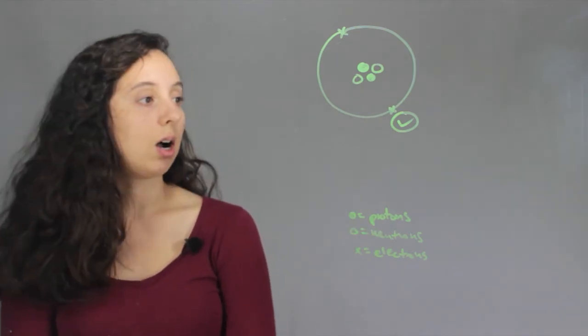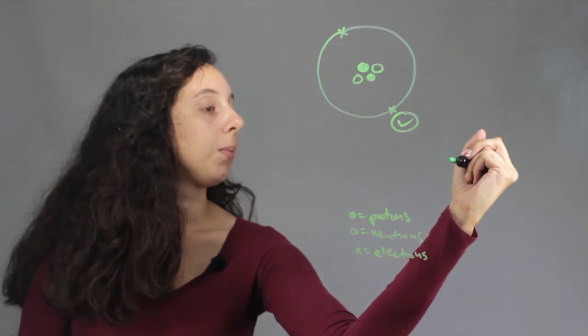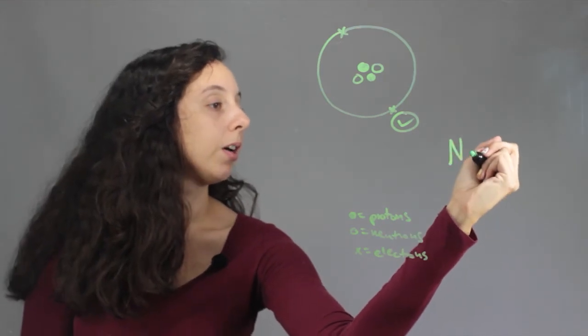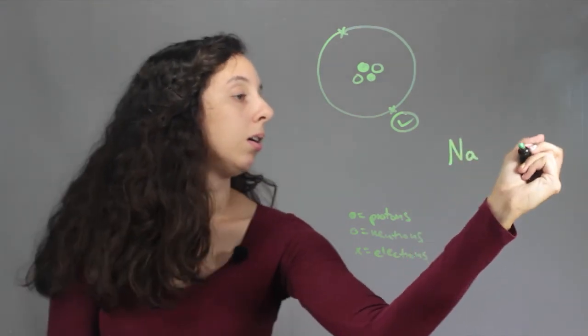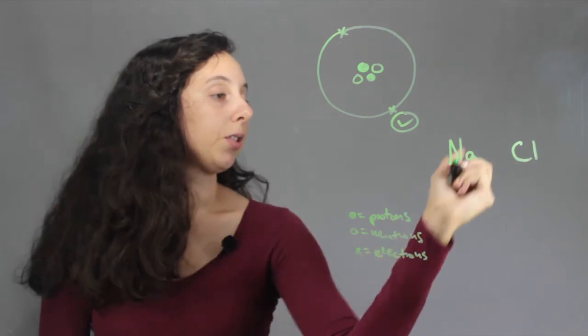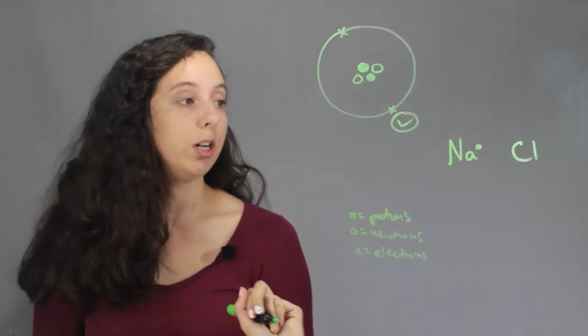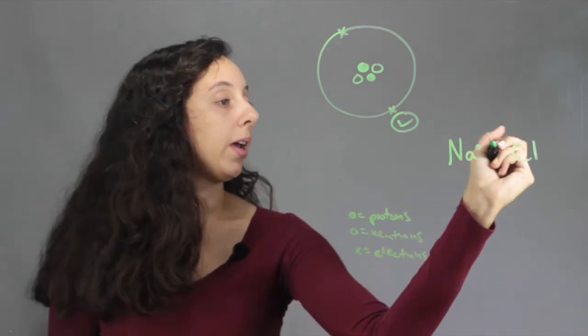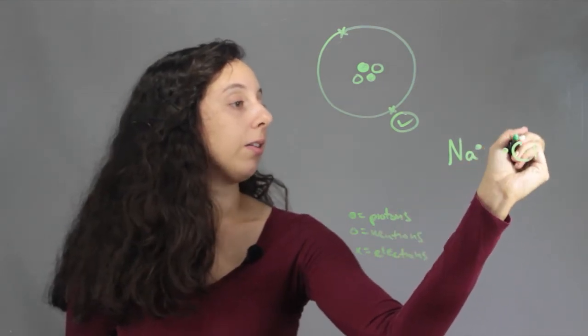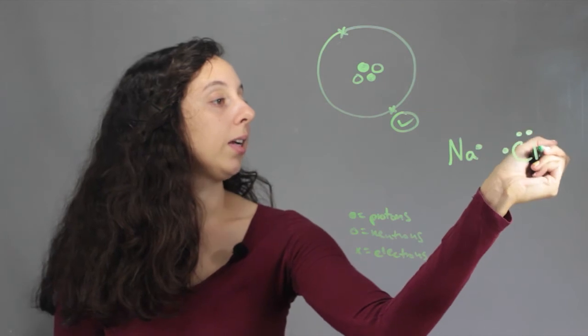So let's draw a typical example with a sodium and a chlorine. So now, just drawing the valence electrons, this is a Lewis structure. Sodium has 1 extra valence electron, and chlorine has 7.